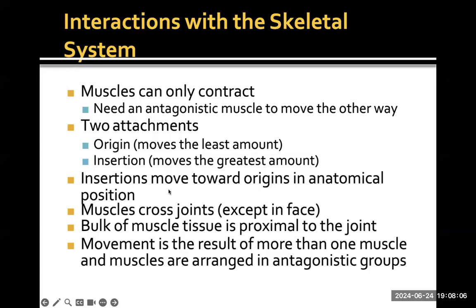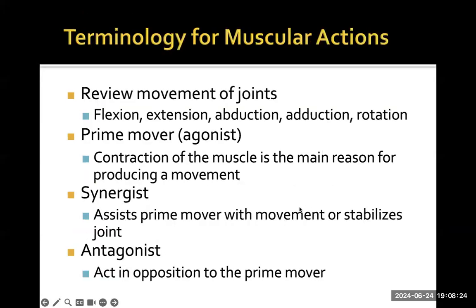So insertions move toward origins in anatomical position. Muscles are going to cross joints except for in the face. And then the bulk of muscle tissue is going to be proximal to the joint. A movement here is the result of more than one muscle, and muscles are arranged into antagonistic groups.